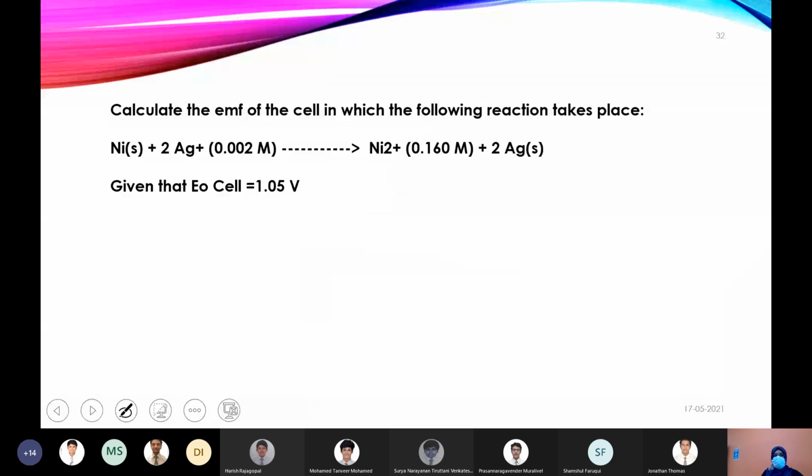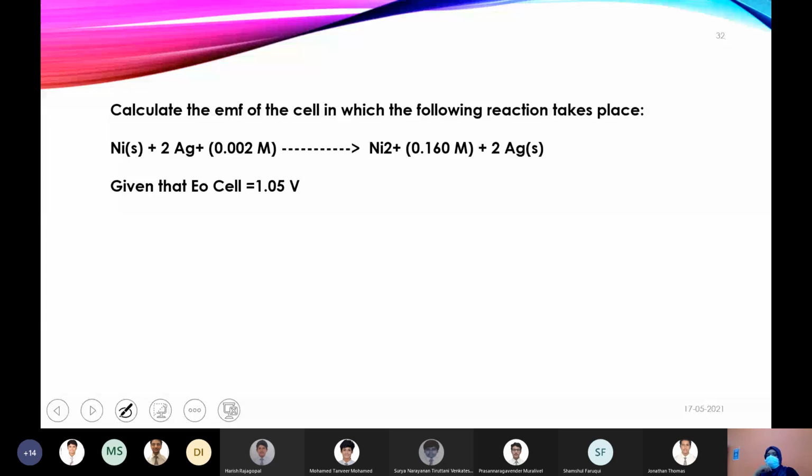Let's do this question. Calculate the EMF of the cell in which the following reaction is taking place, and E0 cell is given as 1.05 volt. So the cell reaction is given already. Nickel plus 2 Ag plus, the concentration is already mentioned, 0.002 molar. And Ni2 plus and 2 Ag are the products. And the concentration of Ni2 plus ions is also given.